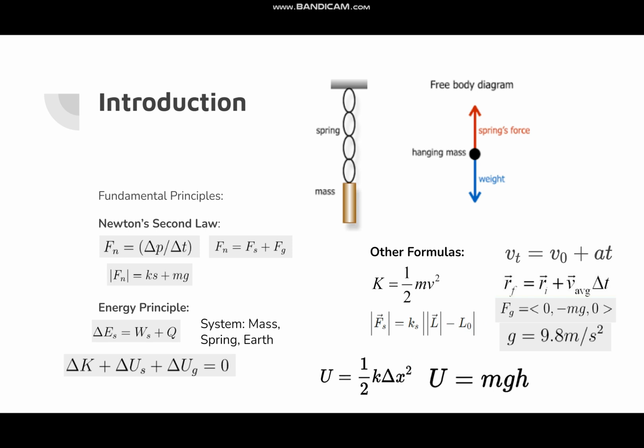And now to introduce this lab, let's go over some fundamental principles. The first being Newton's second law, where net force is equal to dP over dt. Net force in this instance is equal to spring force plus gravitational force, which can be rewritten as Ks plus mg. Another principle is the energy principle, where the change of energy of the system is equal to the work done by the surroundings plus Q, the system being mass, spring, and the Earth, which means that the change in kinetic energy, the change in the spring potential energy, and the change in the gravitational potential energy should all equal zero.